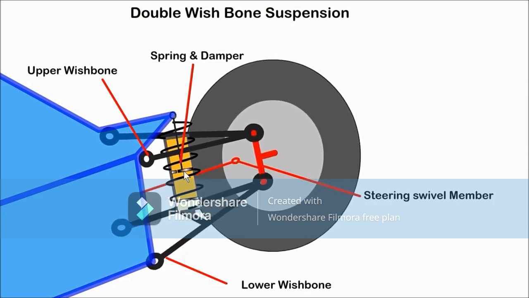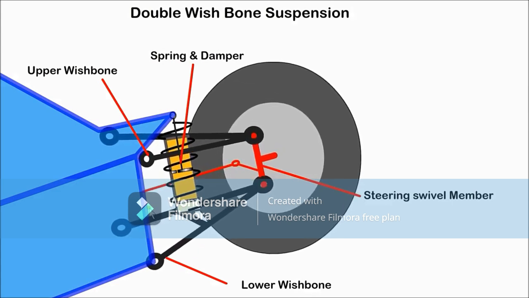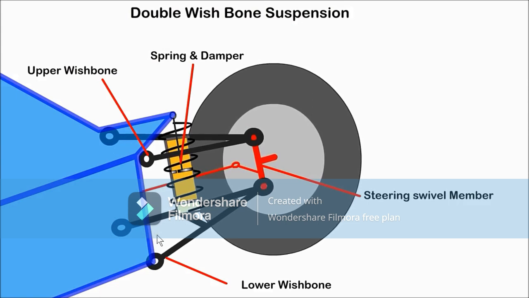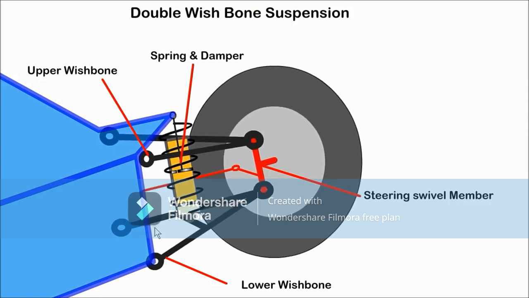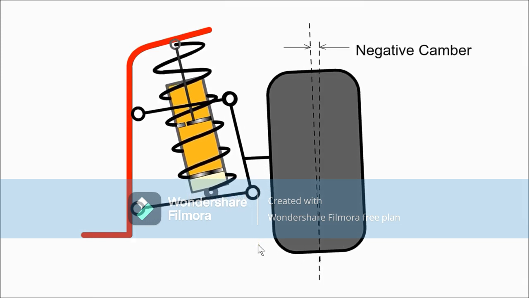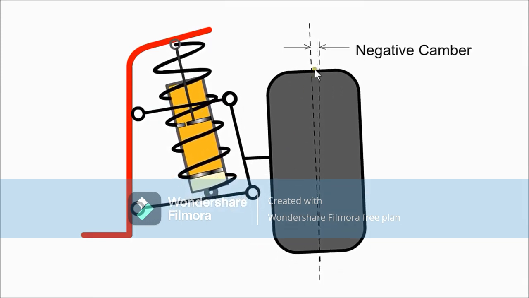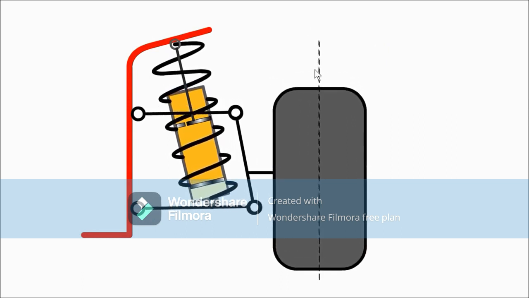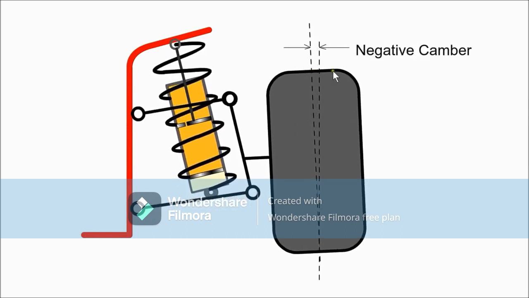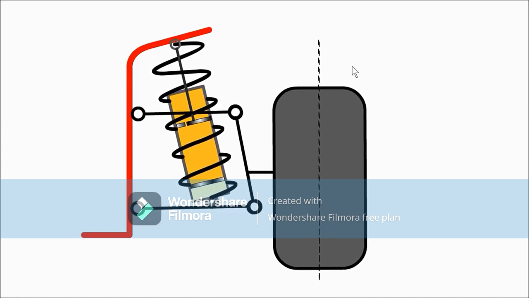In most cars, the wishbones are not of equal length or parallel. This system is expensive to manufacture but gives good stability to the wheel. They are often used on racing cars. The wishbones can be designed to alter the camber of the wheel as the suspension is deflected. Negative camber provides better stability as the car corners.